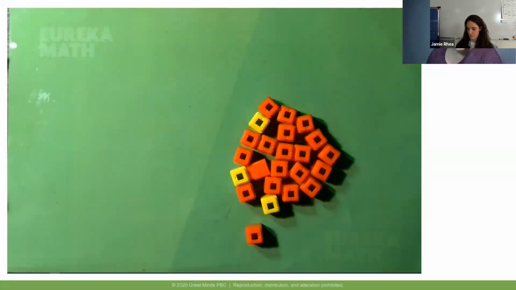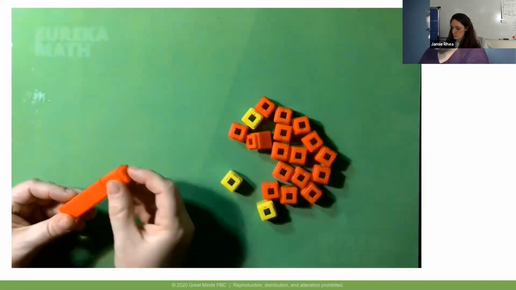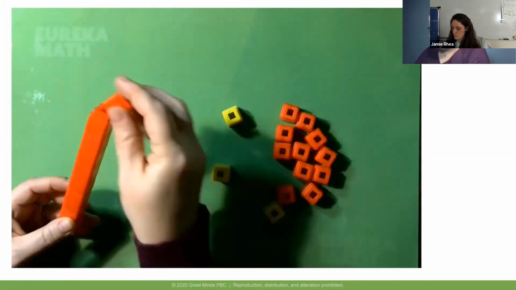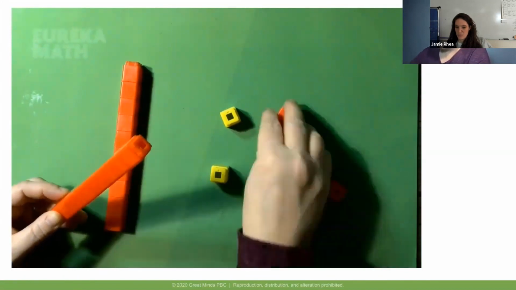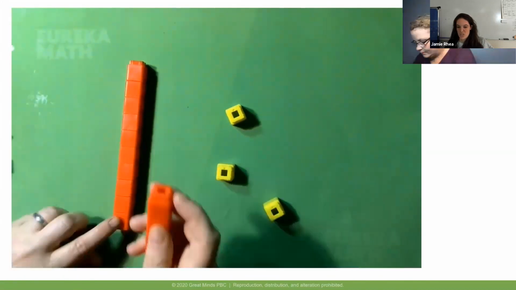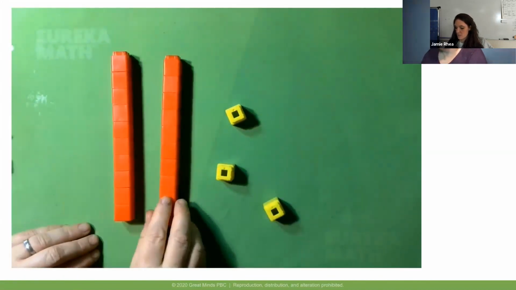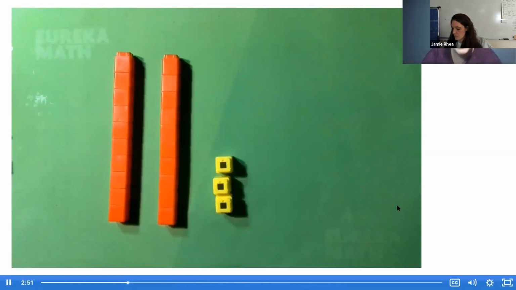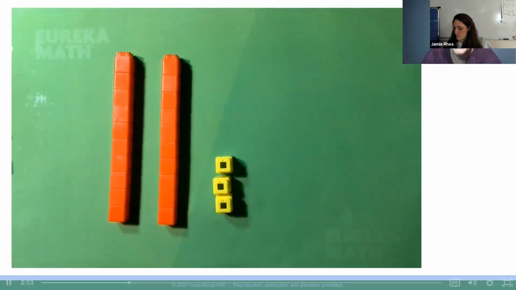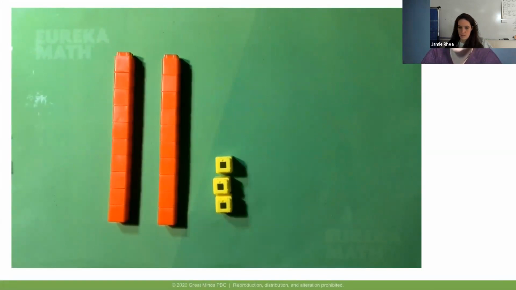Now that we have 23 cubes, let's put them in groups of 10, like this. Now, if you don't have linking cubes and you're using beans or something, try to just make a straight line. Push pause and organize your cubes into sticks of 10. Use the same color for each stick.